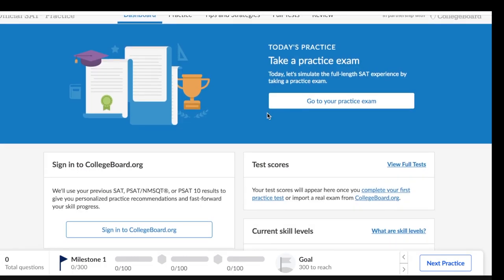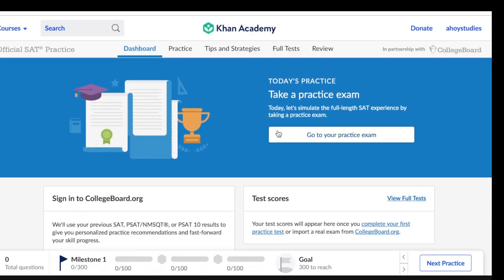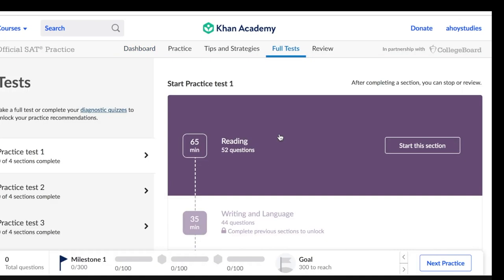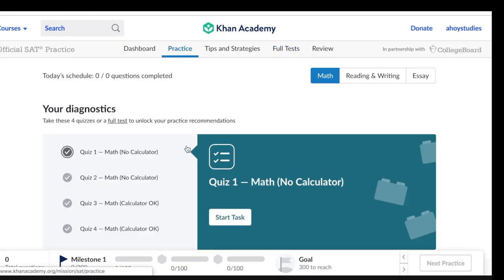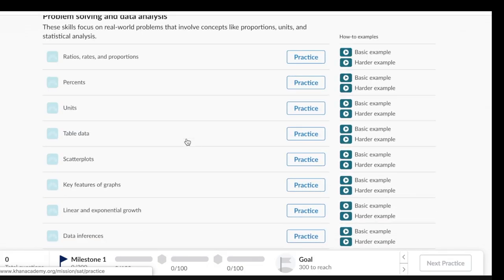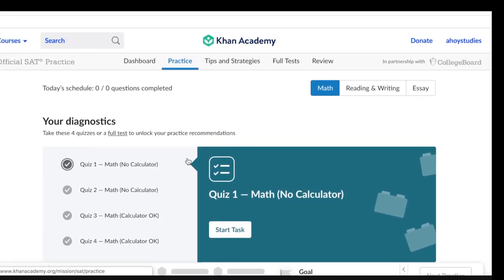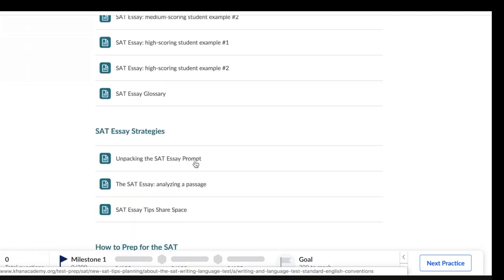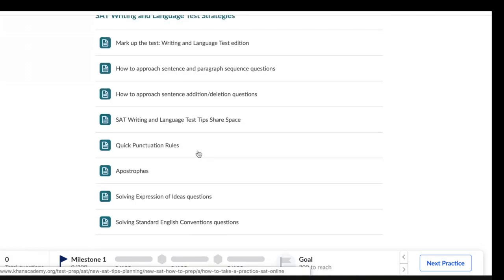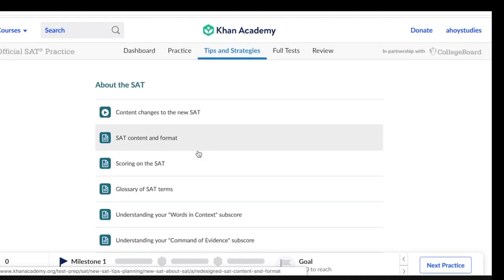So this is how it looks in the website. Go into the practice exam first. So I installed the reading test and math test in here. There are tips and tricks where you can learn some secret hacks about writing and reading.